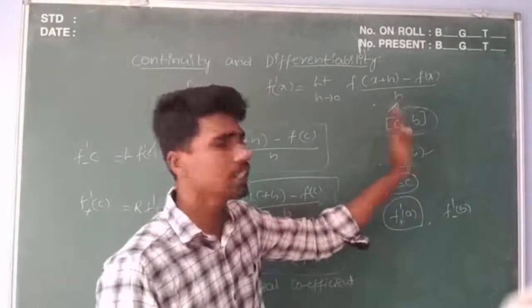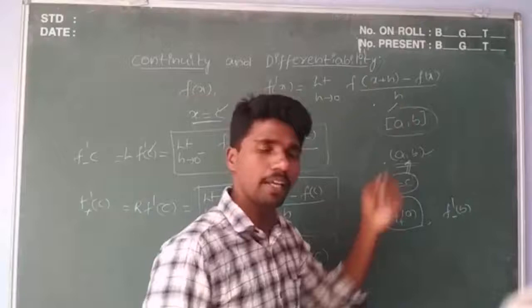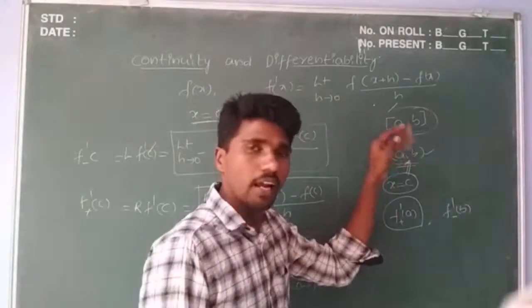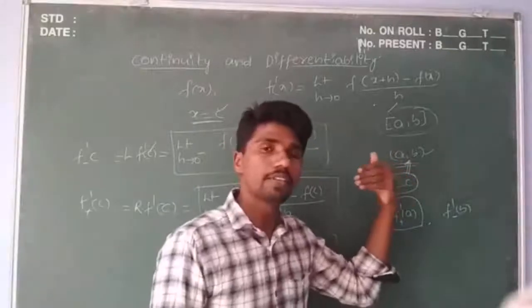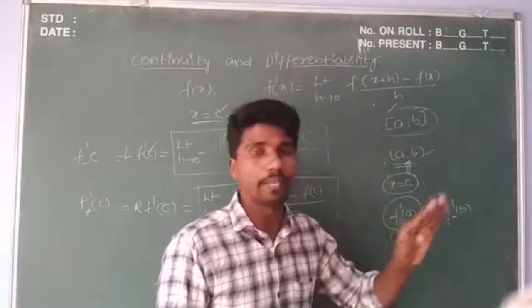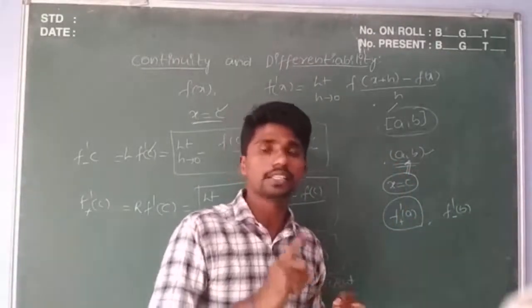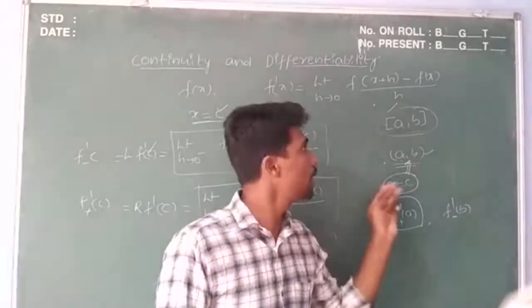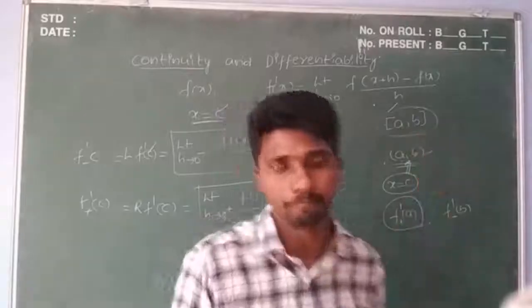Okay, if the function is differentiable in open interval AB and it is differentiable from the right side of A, and next it is differentiable from the left side of B. So three conditions. If the three conditions are satisfied, then we say the given function is differentiable in closed interval AB.